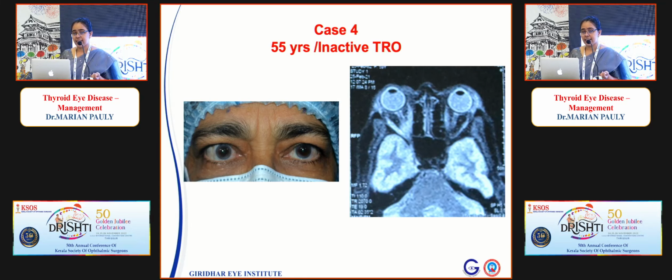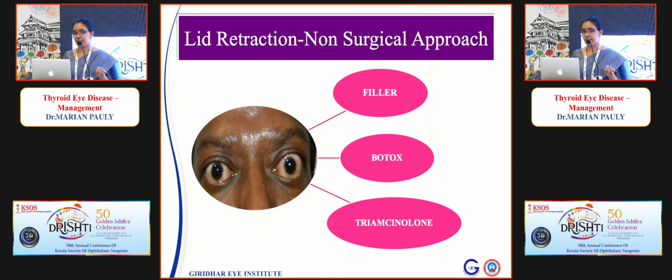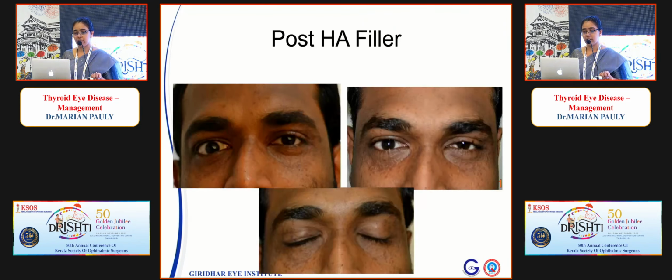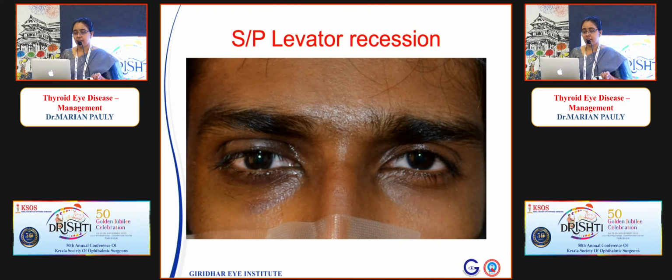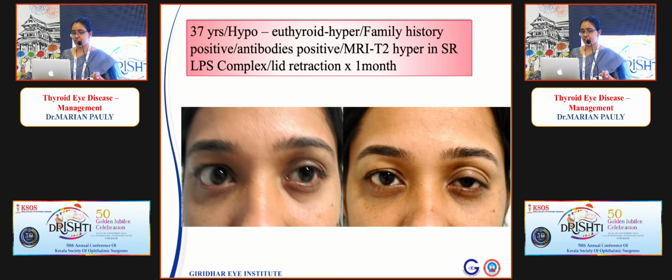Coming to case 4, he's a 55-year-old with inactive TRO after all the treatment. So she underwent decompression, followed by squint correction, and then retraction correction. Lid retraction can be corrected in many ways, non-surgical and surgical. Non-surgical options are filler, Botox, triamcinolone. I'm not going into the details. Levator recession is the surgery. Triamcinolone can be given transconjunctivally. It is very good; it improves retraction.